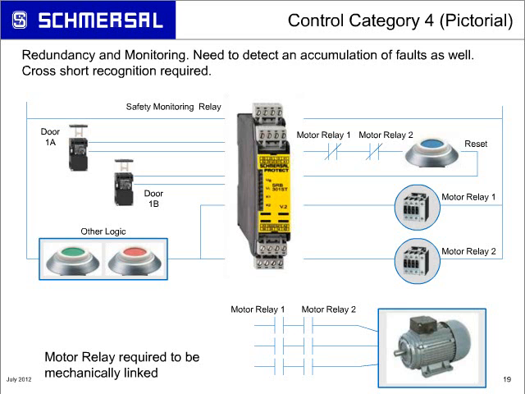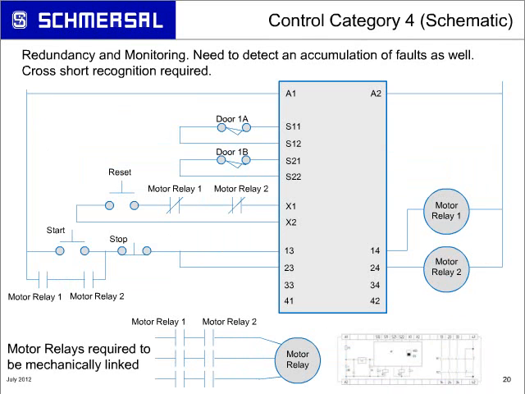When we look at it schematically, what you see here is the difference between the one in Control Category 3 and this one. On the door switches, you see two independent switches. There is no dashed line connecting them to represent that they're in the same switch body or housing. They're two completely independent switches. One switch goes to the first channel of the safety relay. The second switch goes to the second channel of the safety relay. That's key to being able to detect certain mechanical failures that can occur in your safety system as well. That's one of the big differences between Control Category 3 and Control Category 4.